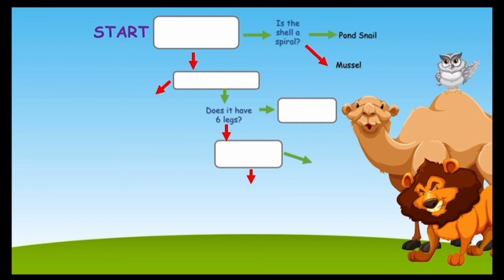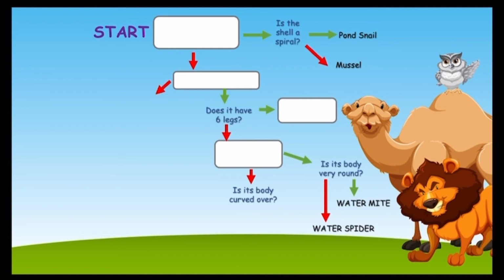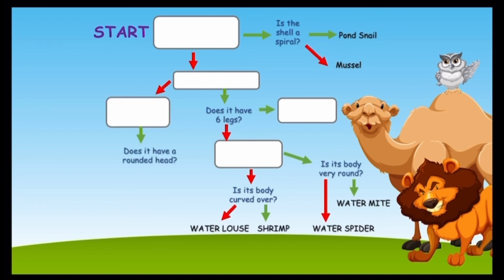If the answer is no, let's go ahead and ask another question that has 2 possible answers, yes or no. If it's yes, then we go to the next question: is its body very round? If the answer for this question is yes, so it's the water mite. If its body is not very round, so the unknown animal here is water spider. Now at this point, the water mite and the water spider are in their own group. So I've reached the end of this portion of the identification key. So now we have 4 animals separated and in their own groups. You would have to do the same to the rest of the animals till you have each and every one separated and in their own groups.